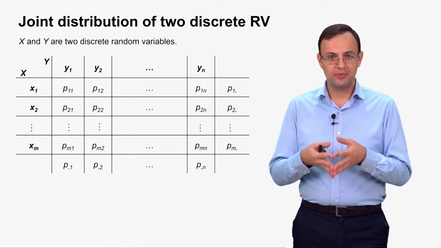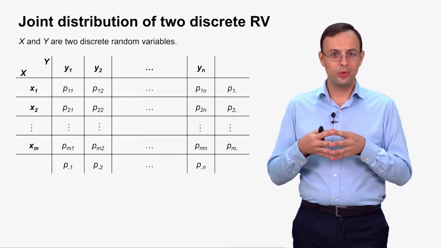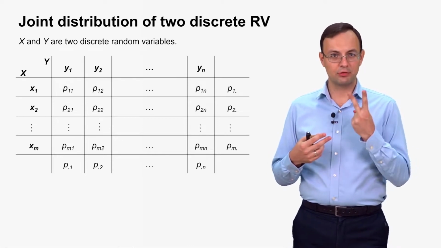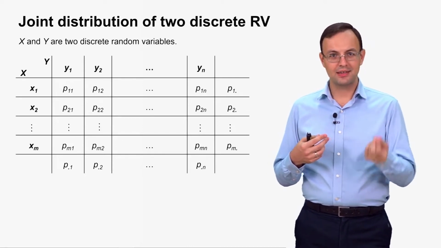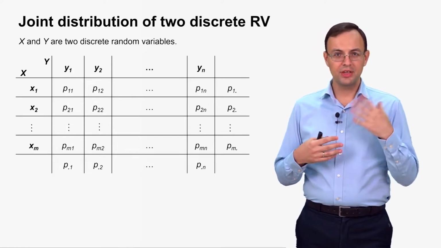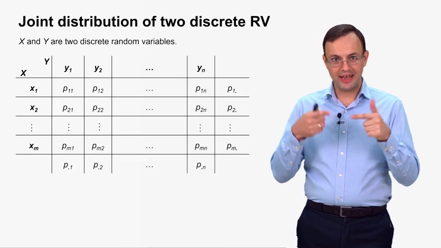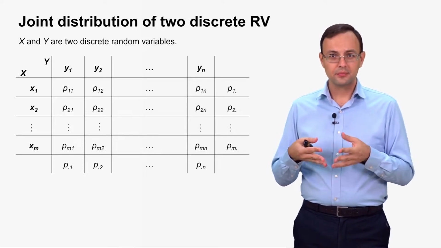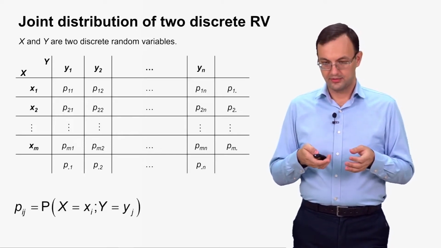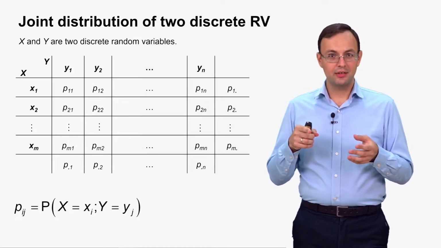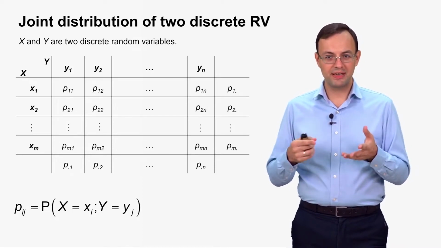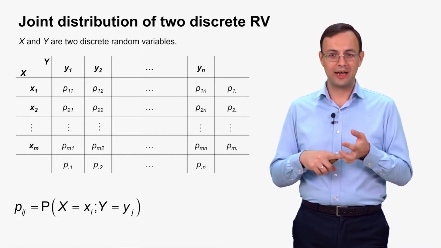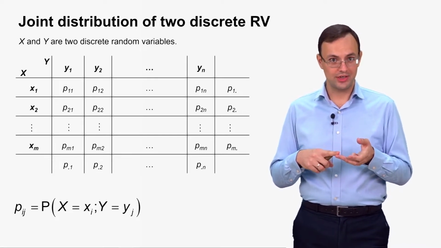So each time the experiment is done, we get not one number, but a pair of numbers, the value of x and the value of y. And for each possible pair of values, this table gives us a probability. So Pij is the probability that x takes value xi and y takes value yj.